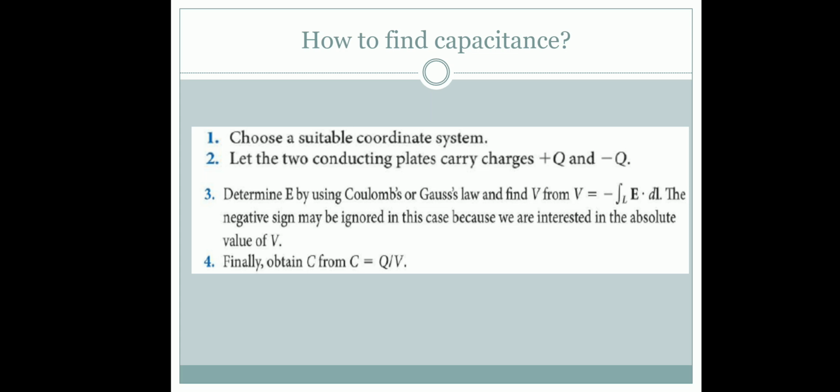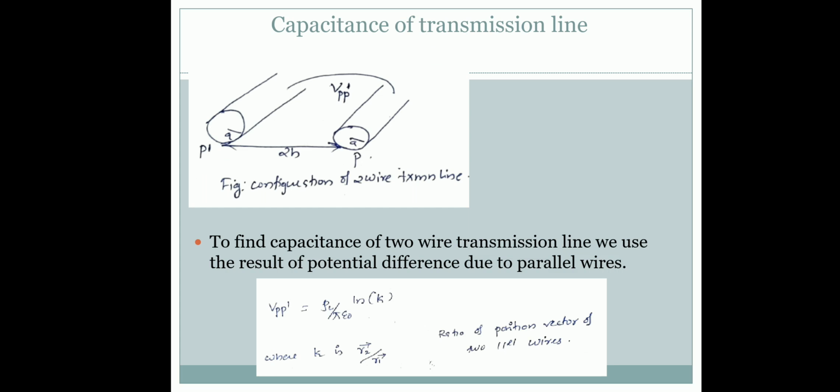After selecting a coordinate system, we need to provide the conducting plates with plus q and minus q charges. After giving these charges, that configuration acts as a capacitor. Then we need to find the electric field intensity using Coulomb's law or Gauss law. After finding E, we need to find the potential V, which is equal to negative line integral of E dot dl. Then after finding this potential, we can easily find the capacitance using the expression C is equal to Q by V. So here our aim is to find the capacitance of two-wire transmission line.